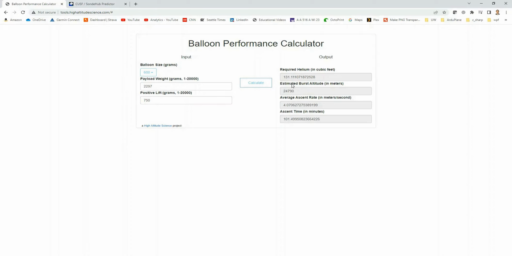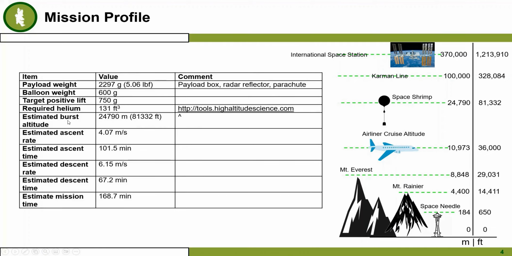The nice thing about this is that it will tell you how many cubic feet of helium you're expected to need, and other performance numbers, such as, for example, when they expect the balloon to burst, how long it's going to take, and the ascent rate. All that information we captured here in this table. So this is pretty much our estimated mission profile for our system.